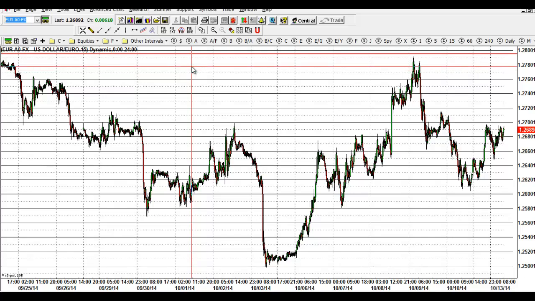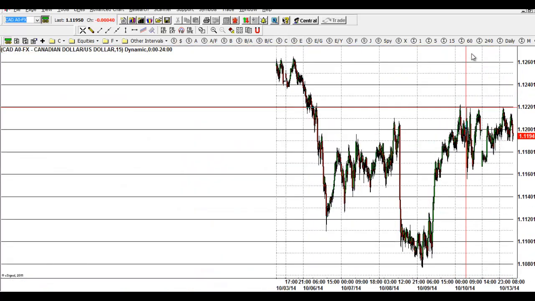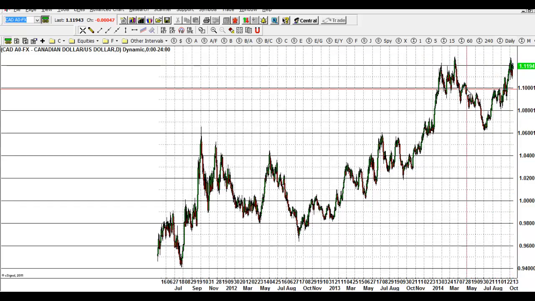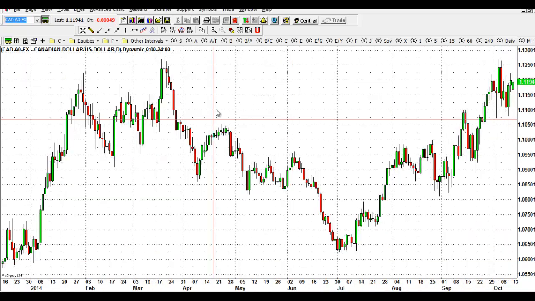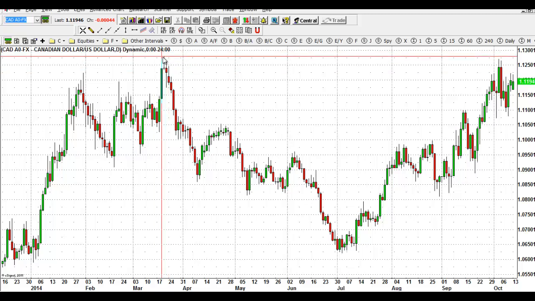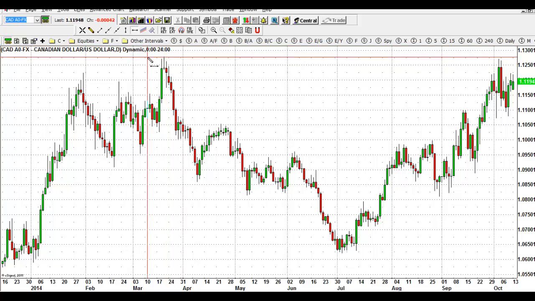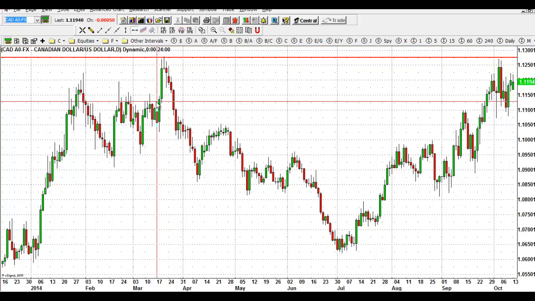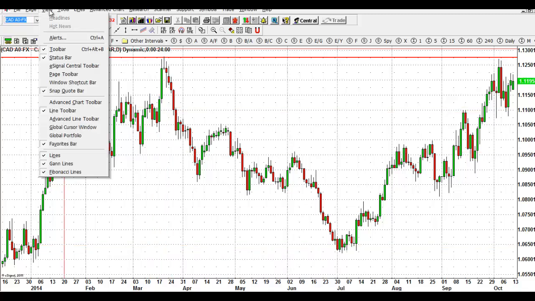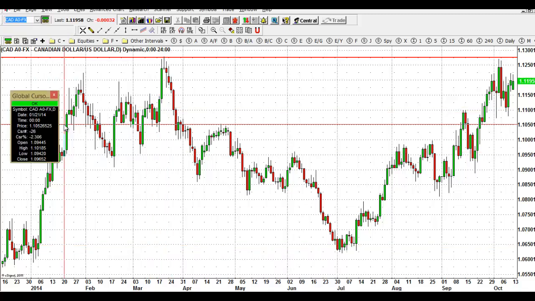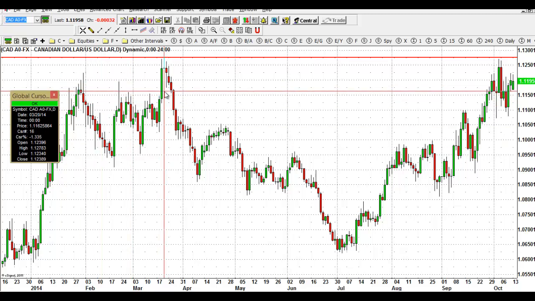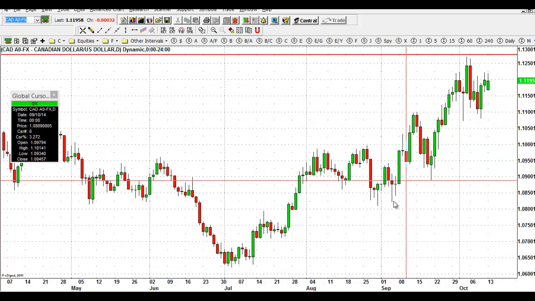Okay, taking a look at the Canadian dollar versus the US dollar, we see that the market is flirting with the previous high that was made all the way back in March. The market didn't quite come up to the high. It traded just below the high. Okay, let me just bring up my cursor window here so I can see the exact price. Okay, we saw that the high was 112.78, and the high here that was made in early October was 112.70. So it's off by about 8 pips.